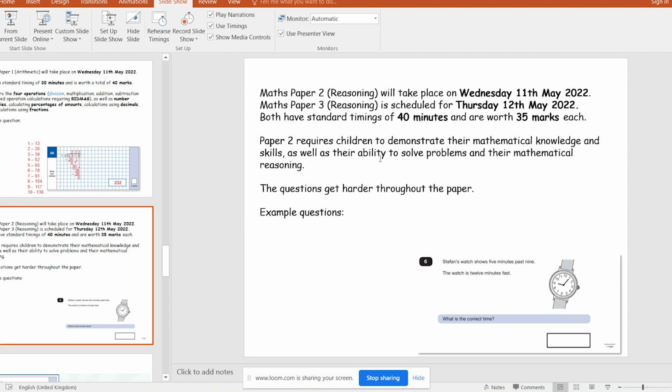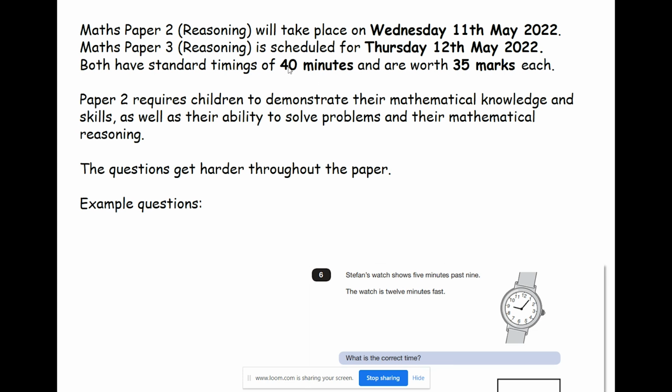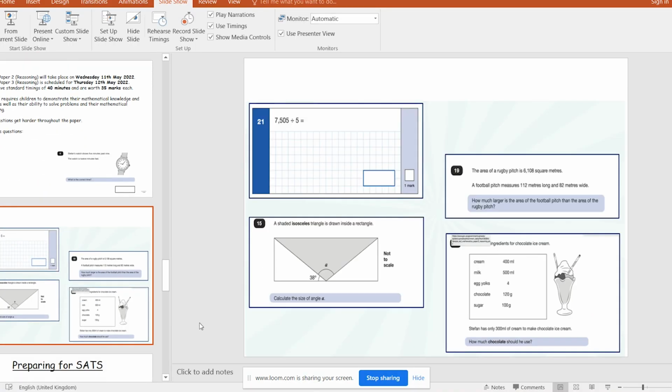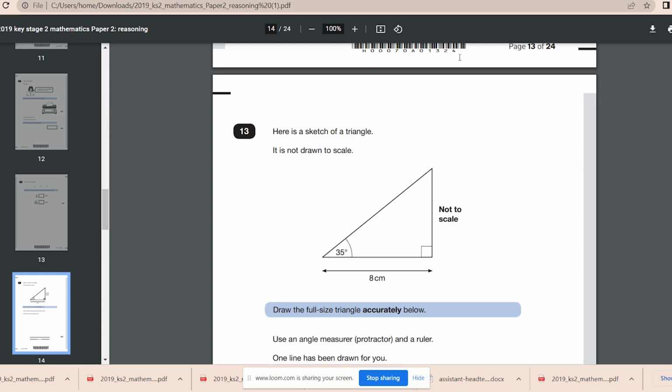The second reasoning paper will take place on Thursday, the 12th of May, 2022. And again, it will be our 40-minute test, and it'd be worth 35 marks for that one as well. And again, they'll be given a protractor and a mirror for that one. So let's have a quick look at that third reasoning paper then. I'll say that all these papers are available online. Okay, just type into Google SATS tests and look for, there's lots of websites that do them, but you can just get it on the government website as well.